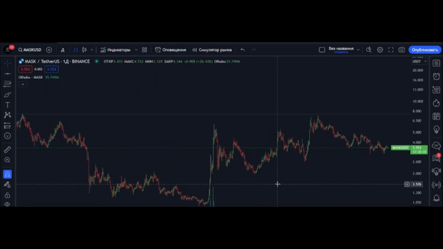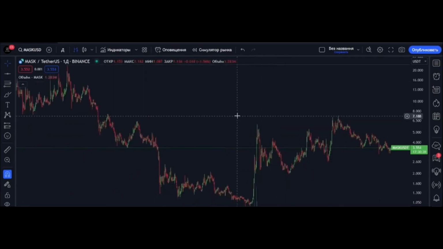Okay, so what is market structure? I'm going to explain in my own words, none of this scientific language. Market structure is, so to speak, the skeleton of the market. How do you figure that out? Well look, here we go with the chart.